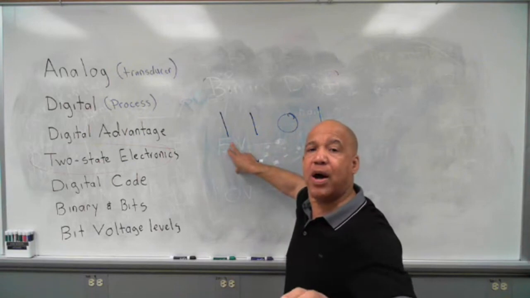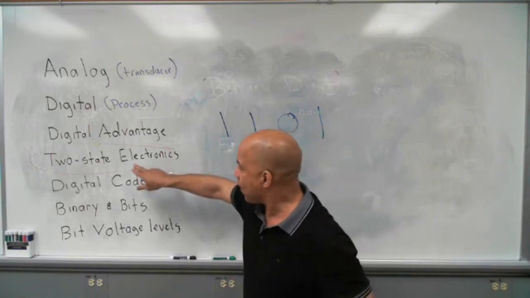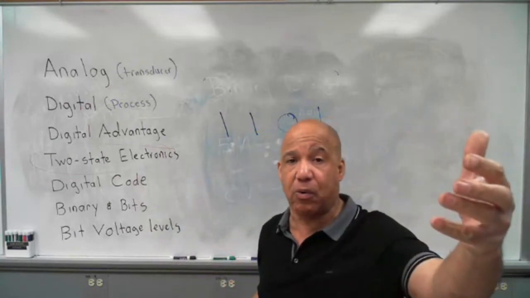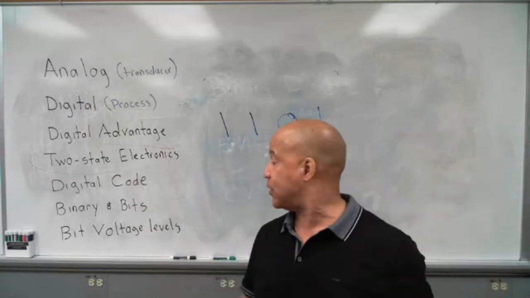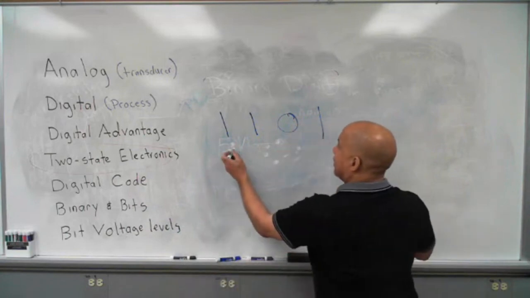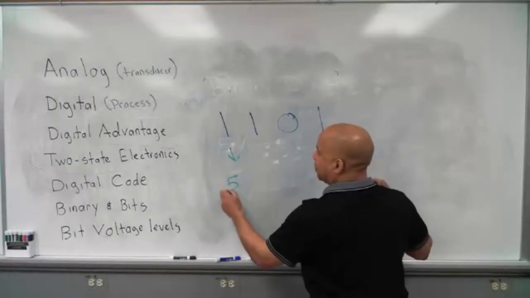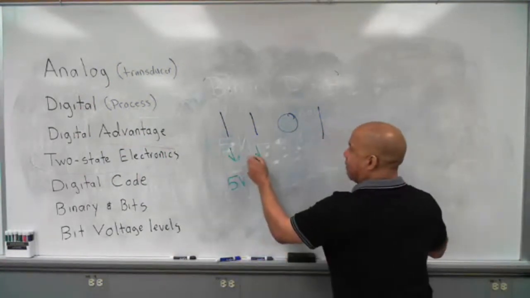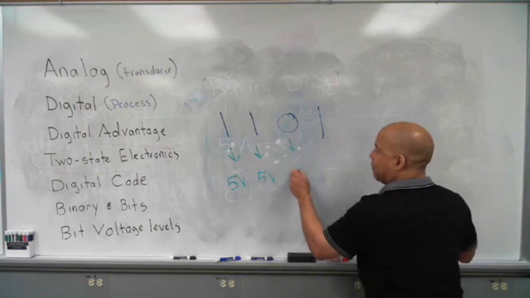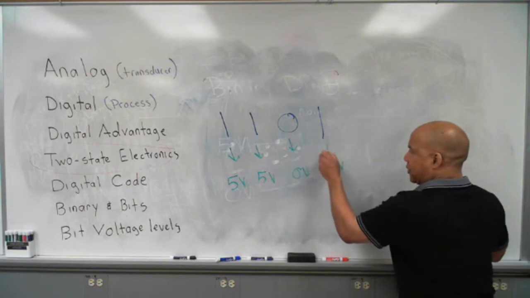But really, it's not zeros or ones. It's the presence or absence of a voltage. Now, for our two-state electronics, we're going to use for this class 5 volts to represent a 1 and 0 volts to represent a 0. So inside the device, you have 5 volts, then you have 5 volts again, and then here you would have 0 volts, and then you would have 5 volts.